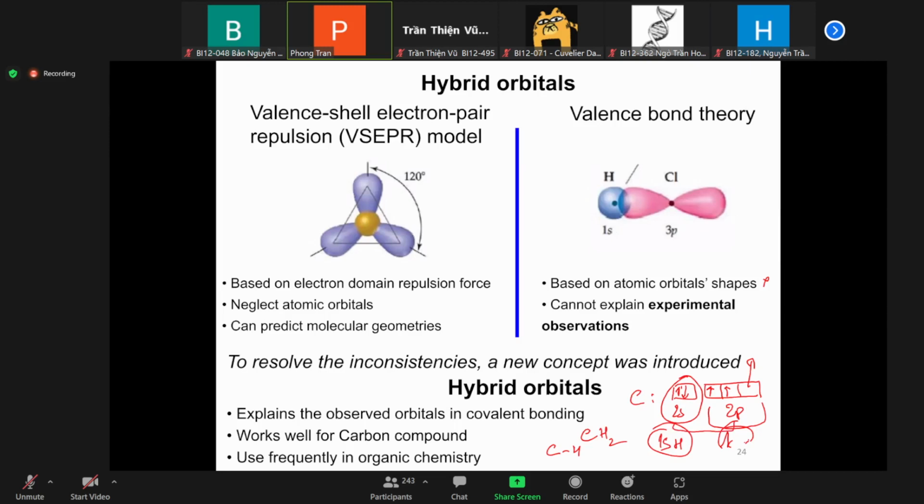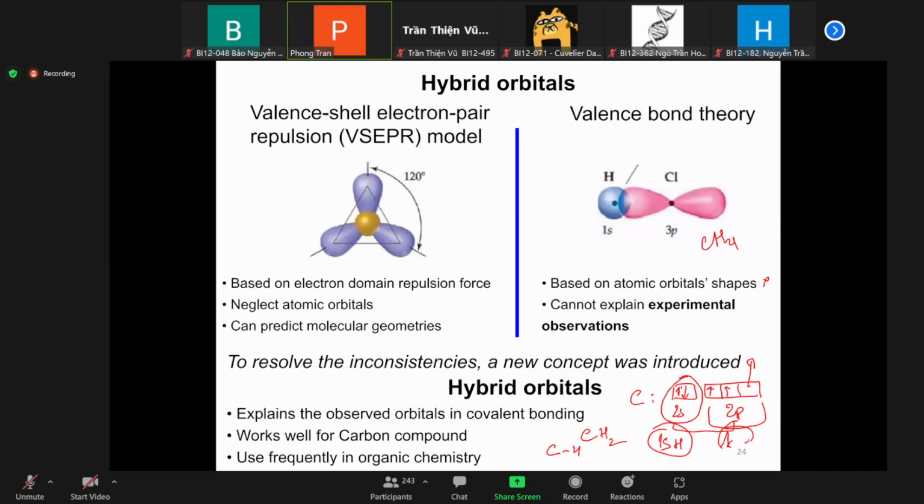But in reality, in experimentation, you have the molecule CH4. So in the molecule of CH4, all the carbon hydrogen bonds are identical. So that means this orbital overlap theory needs to be modified, developed a little bit more to explain the experimentation. So with this demand of adapting the theory to explain the experiment, they came out with the idea of hybrid orbitals.